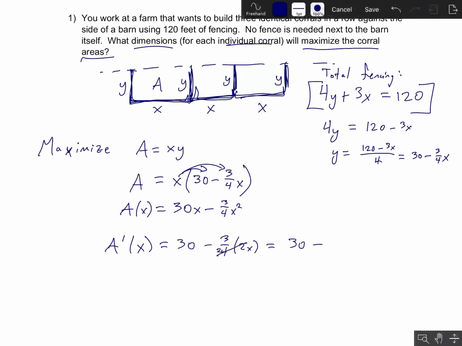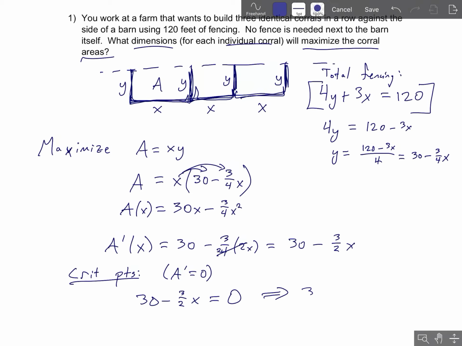Or if you'd like, you can cancel this factor of 2 with the factor of 4 down here to get a remaining factor of 2 in that denominator. So this would be 30 minus 3/2 x. So that's the first derivative. Now we look for the critical points. The critical points, remember, are where the derivative is equal to 0. So we're going to take that derivative that we just found a second ago and set it equal to 0. And then we solve this equation by finding all of the x values that we could plug in that are solutions here.